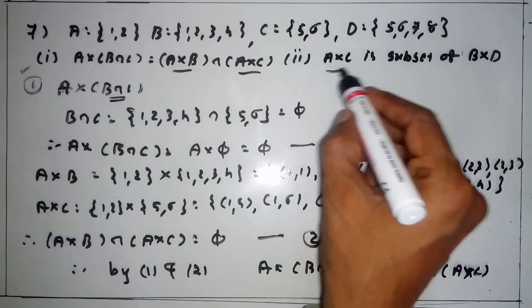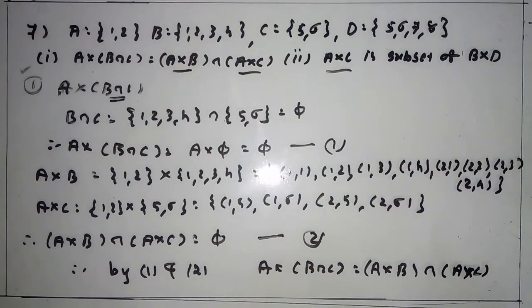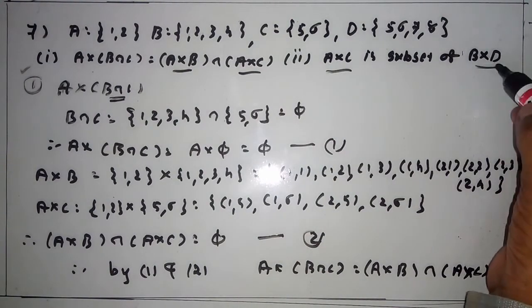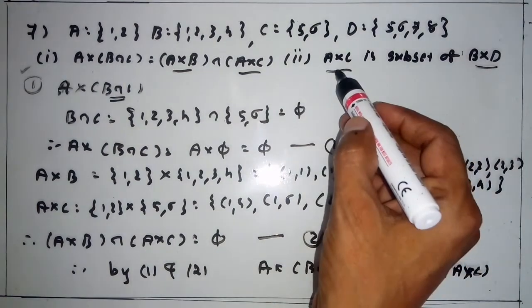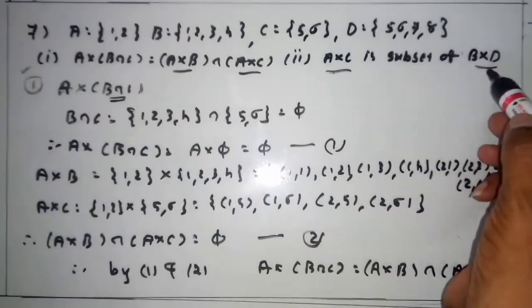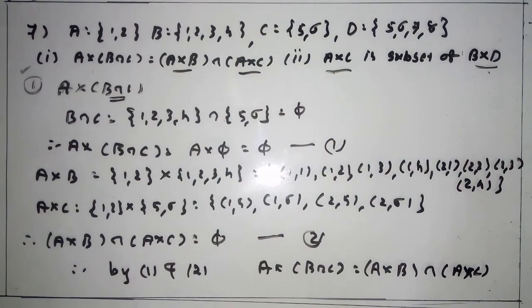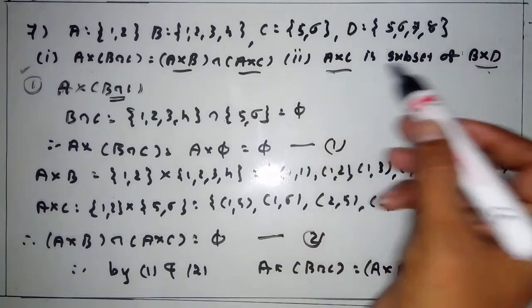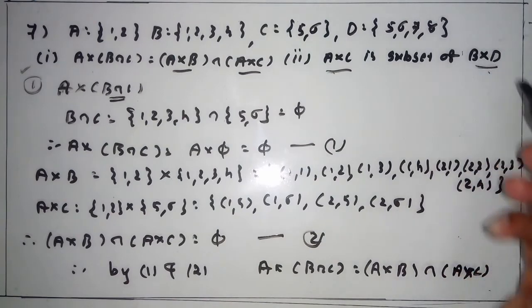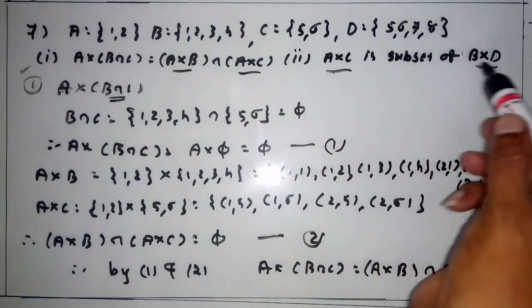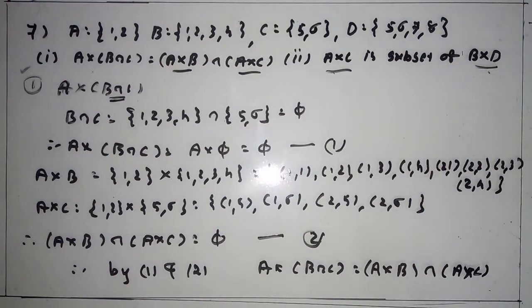Similarly, we prove that A × C is a subset of B × D. For this, first we find A × C, then find B × D, then check whether every element of A × C is also an element of B × D or not. If yes, then we say that A × C is a subset of B × D. Clear? Try yourself.